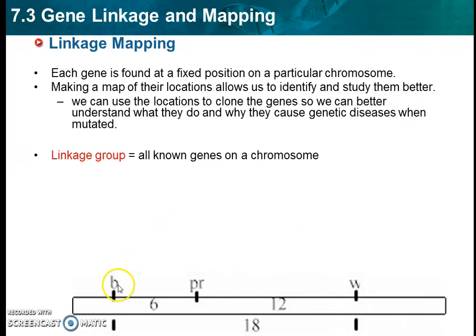Where we have the B gene is 6 map units, or 6 linkage map units, away from this PR gene, and the PR gene is 12 map units away from the W gene. All right, so we're going to do a little example here. So let me switch screens.